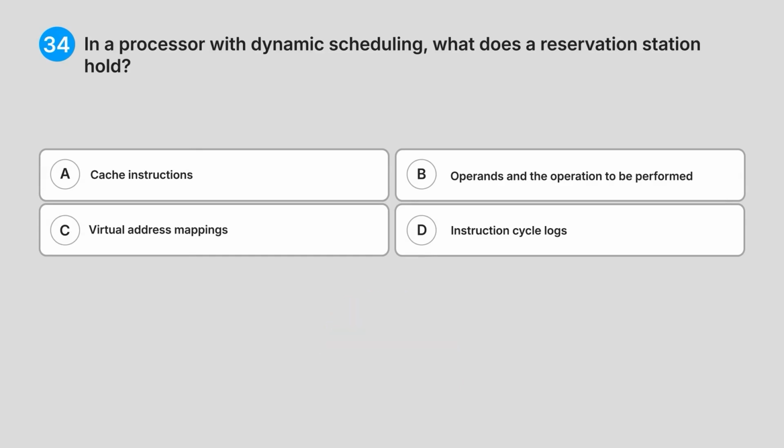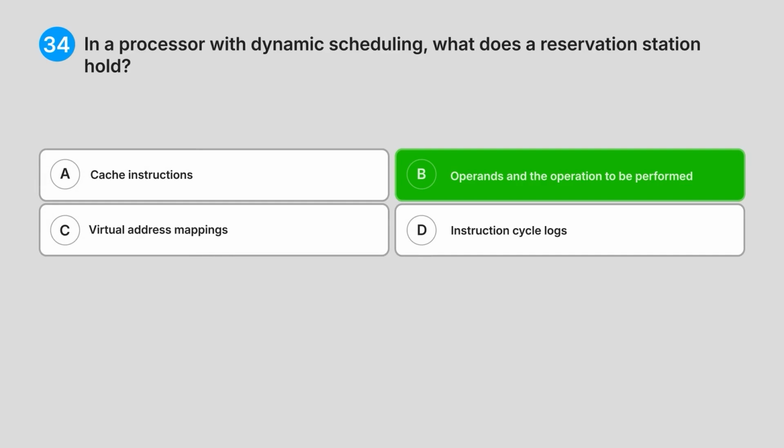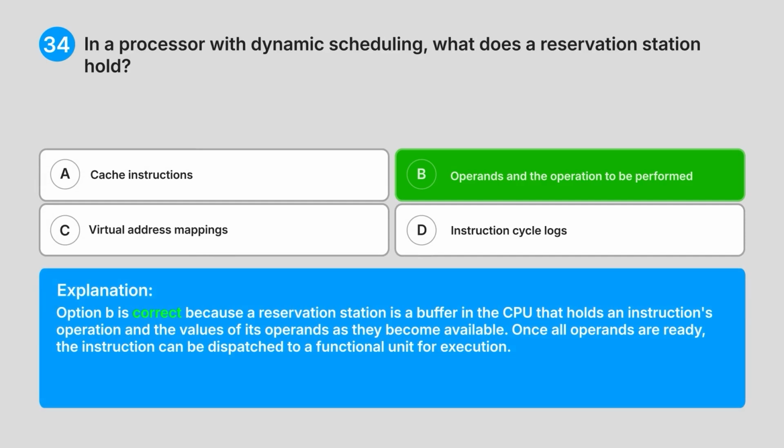Correct answer, B. Operands and the operation to be performed. Explanation. Option B is correct because a reservation station is a buffer in the CPU that holds an instruction's operation and the values of its operands as they become available. Once all operands are ready, the instruction can be dispatched to a functional unit for execution.